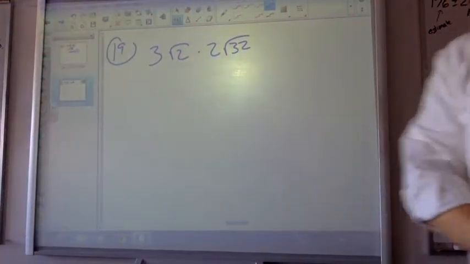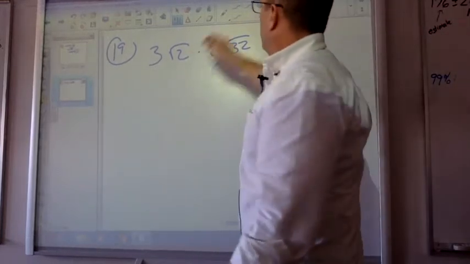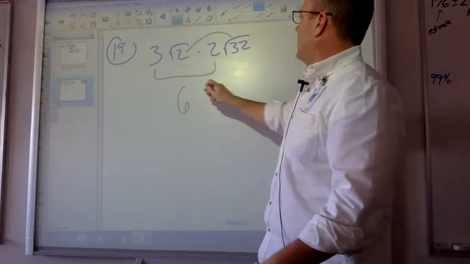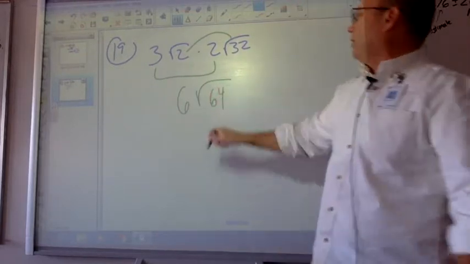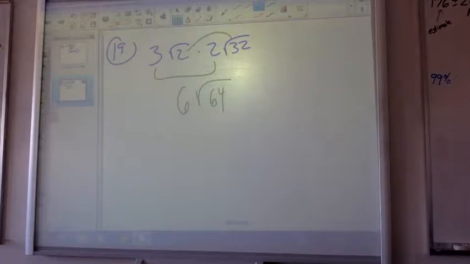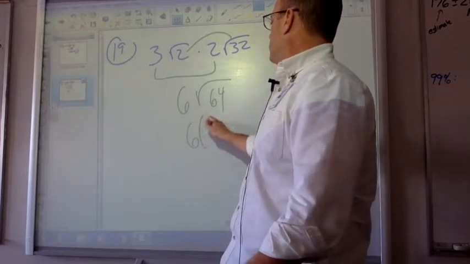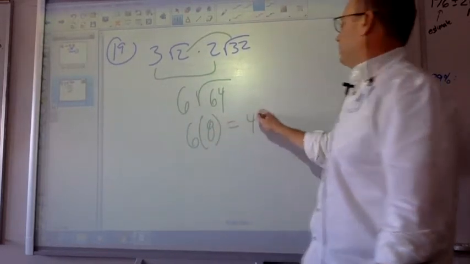All right. Let's multiply this out. So I'm going to multiply outside, outside, so I get 6. Multiply inside, inside, so I get root 64. Is that okay so far? Is the square root of 64 a perfect square? Yeah, square root of 64 is 8. So my answer comes out to 48.